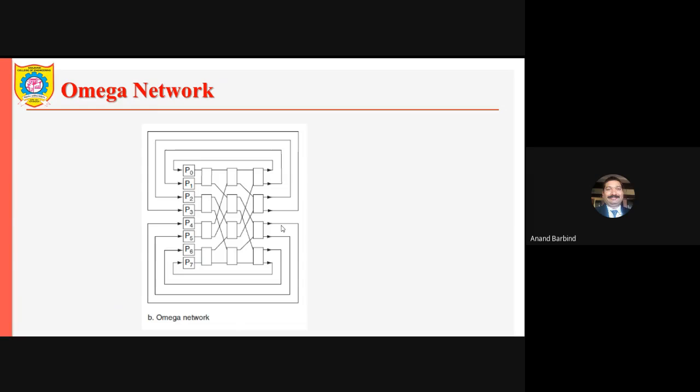Okay, then the omega network. The difference between the crossbar network and the omega network is that it makes use of fewer switches than the crossbar network. So that way the crossbar network is expensive, requiring more switches, whereas here you have fewer switches in the omega network.